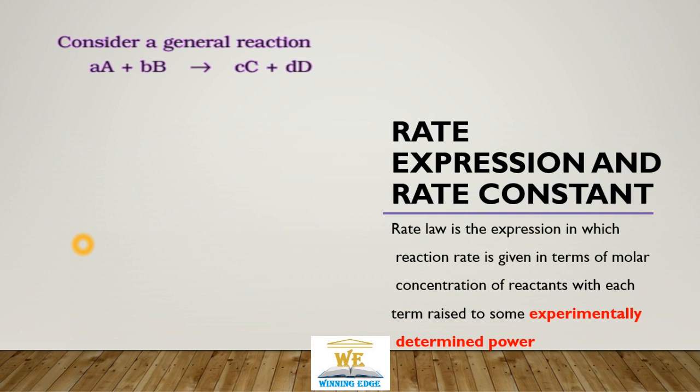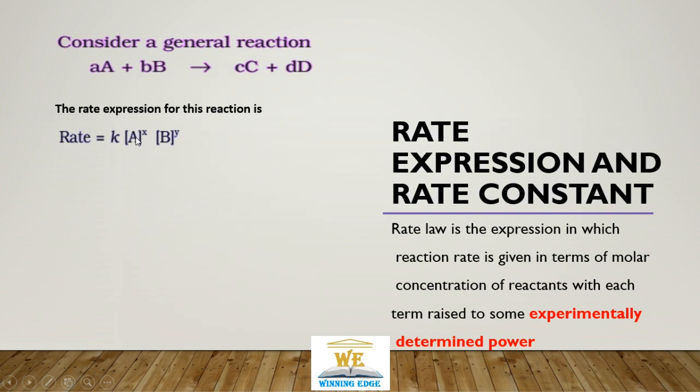Let's take a general chemical reaction. Reactants A and B with coefficients small a and b, and products C and D with coefficients small c and d, are expressions in a general reaction. So what is the rate expression? We have a reaction rate constant here, which is a constant for the same reaction at a particular temperature.